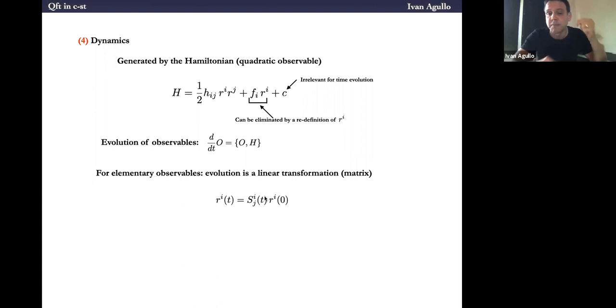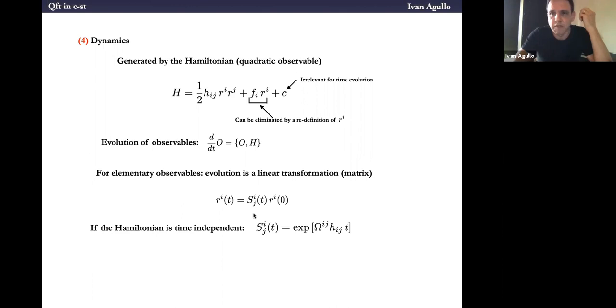And you can check that, for instance, if the Hamiltonian is time independent, this matrix can be built by taking the exponential of this product, the inverse of the symplectic form times the components of the Hamiltonian. If the Hamiltonian is not time independent, then we need a time-ordered exponential. But if it is, this is simply it. So you give me a Hamiltonian, I exponentiate it in this way, and then I have the dynamics fully solved.